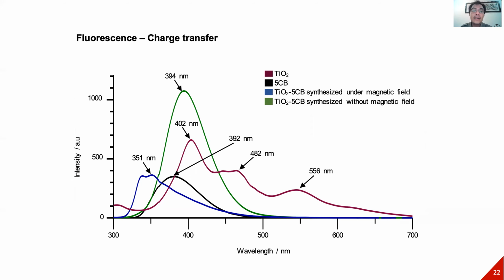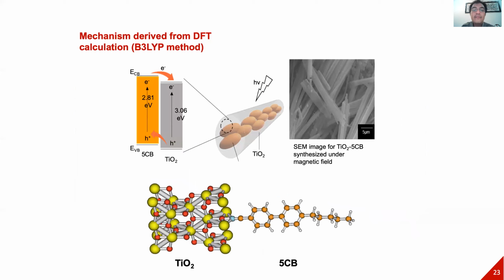So we clarify the charge transfer mechanism using density functional theory. It is demonstrated that electrons from the 5CB liquid crystal jump to the titania, and the holes of the titania transfer to the 5CB liquid crystal.